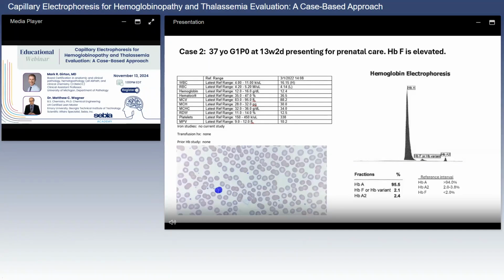The CBC in this case shows slightly increased white count and a slightly decreased red count, otherwise is pretty unremarkable. And the peripheral smear here does not have the kind of telltale traits of, say, iron deficiency anemia that we saw in the last one. So overall, fairly unremarkable.